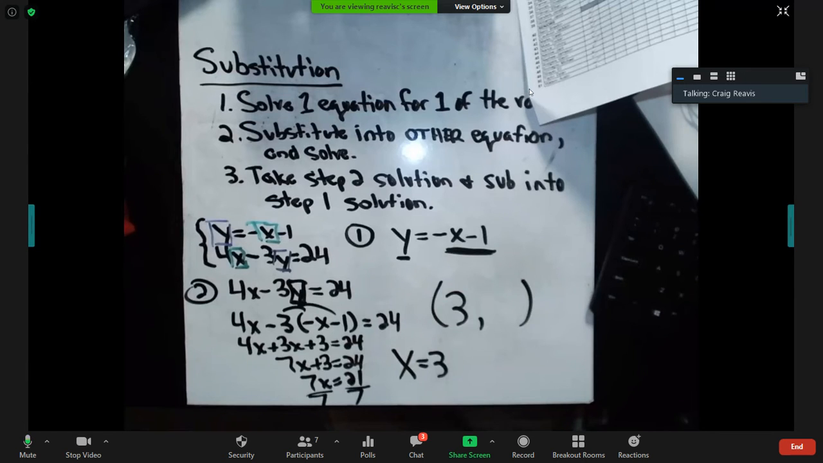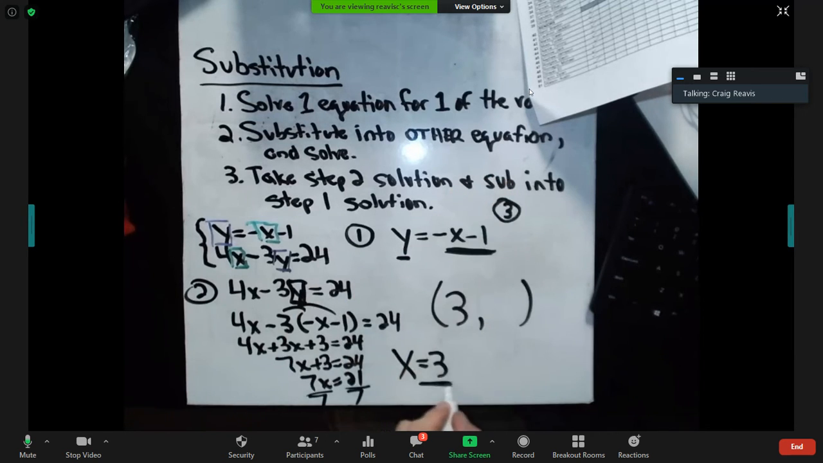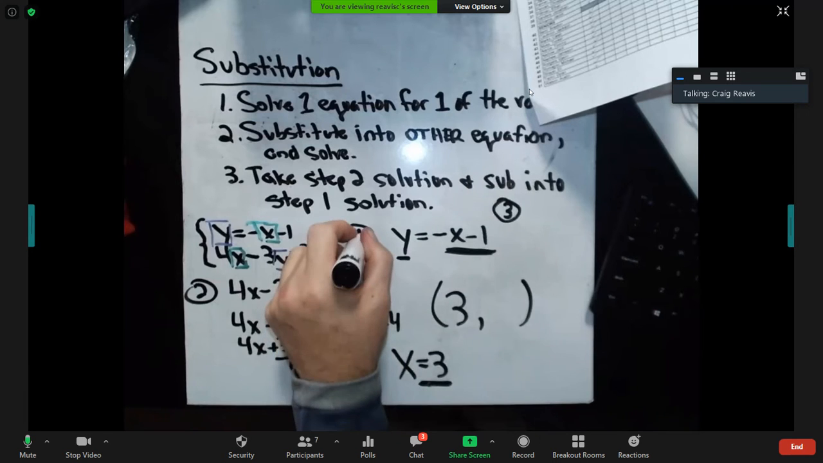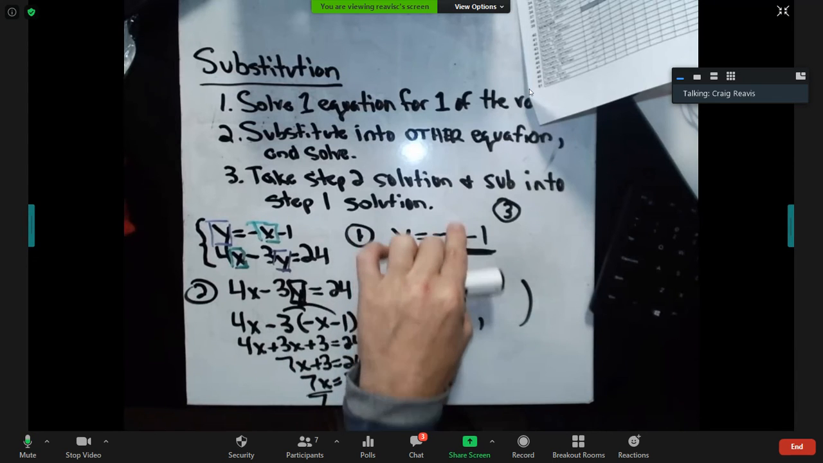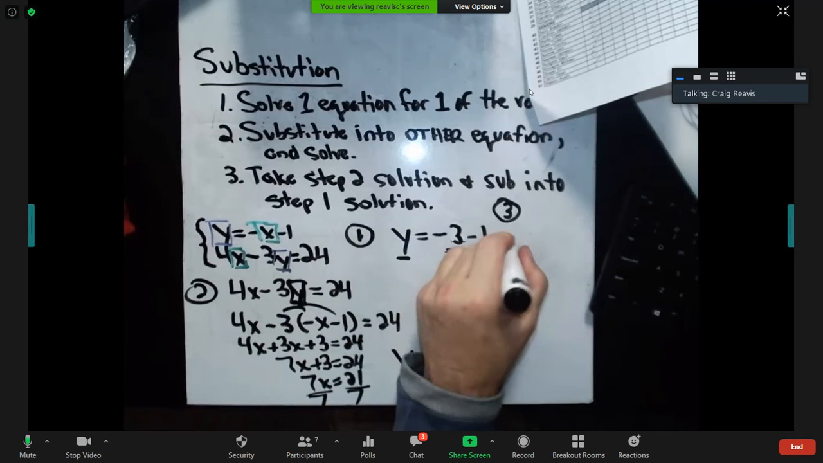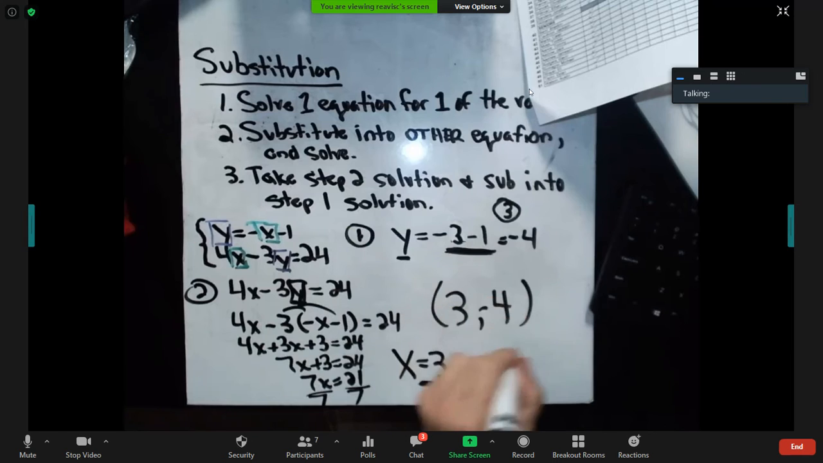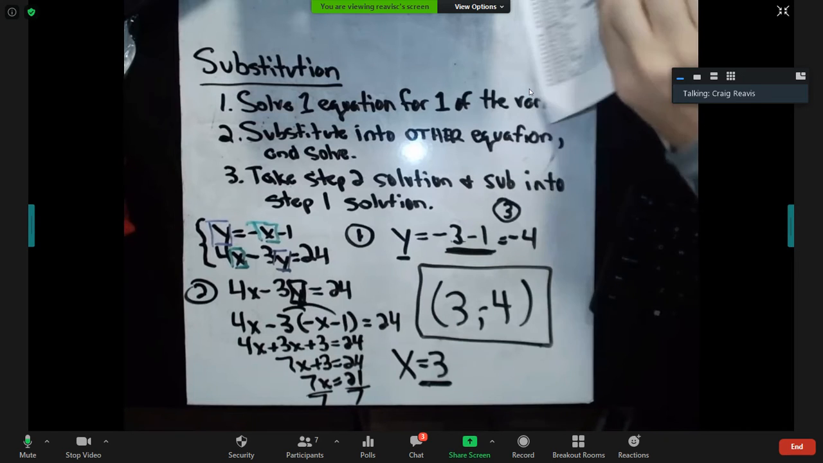Then the last step is the easiest step. Step 3, I take that number I just found, I go back to the end of step 1, and plug it in. So I'm going to put a 3 in for that x. Negative 3 minus 1 is negative 4. So there's my solution: 3 comma negative 4. A lot of steps through that, but if you get the pattern of it, it's not that difficult.